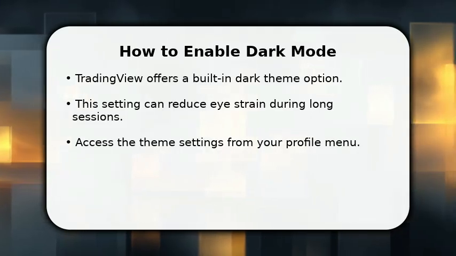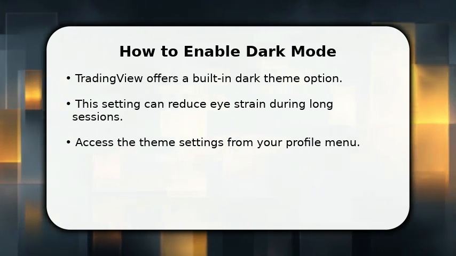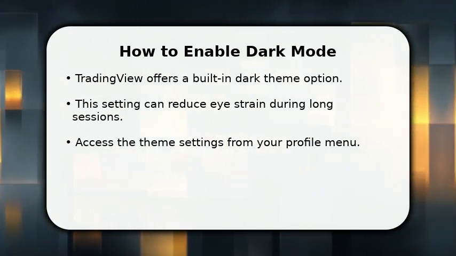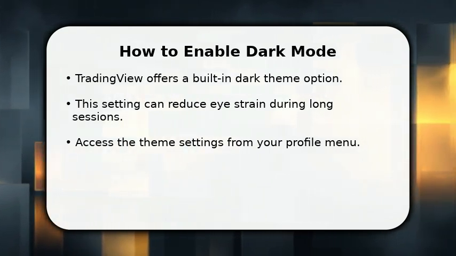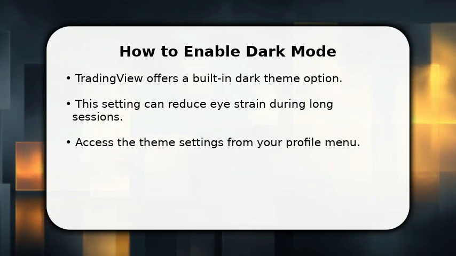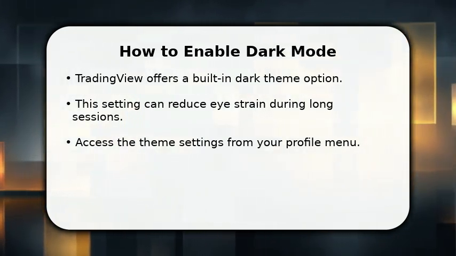In this video, I will show how to make TradingView dark. First, log into your TradingView account. Locate your profile icon in the top right corner of the screen. Click on this icon to open a drop-down menu. Within this menu, you will find the option to switch between light and dark themes.